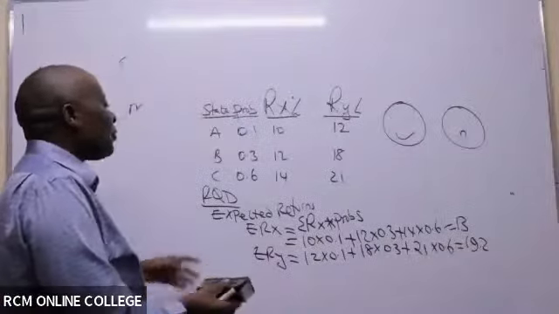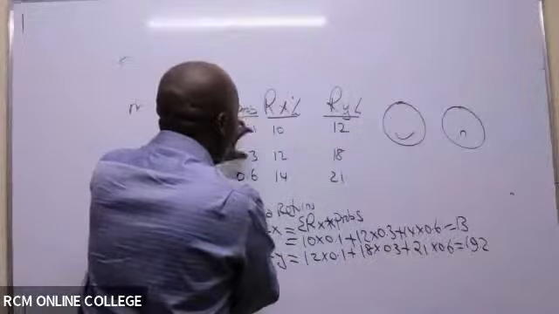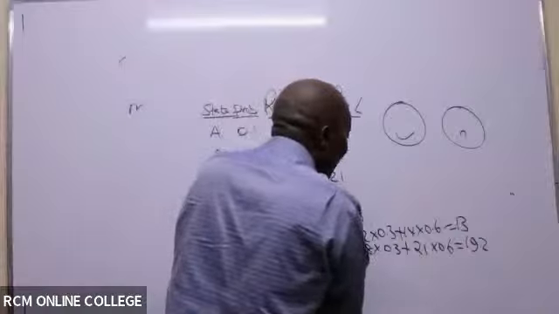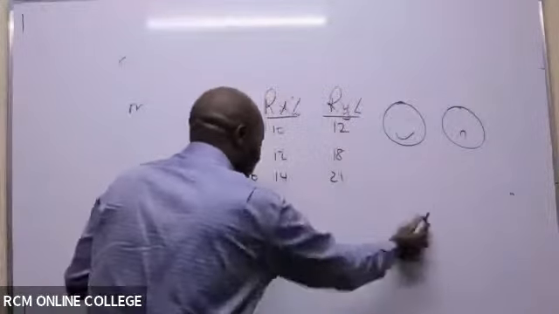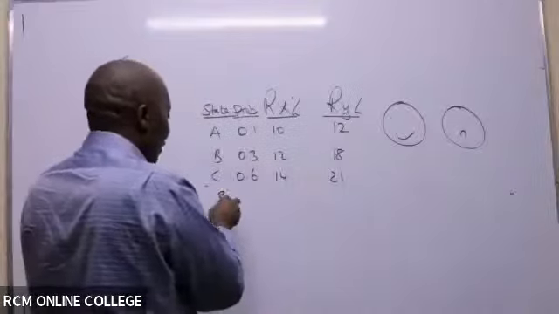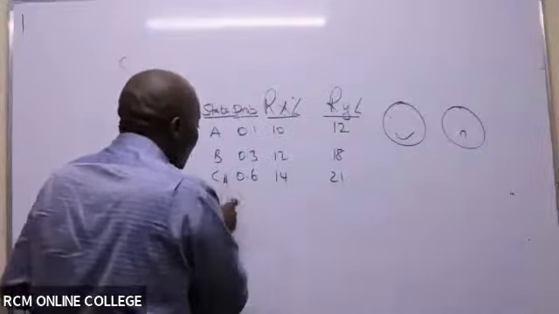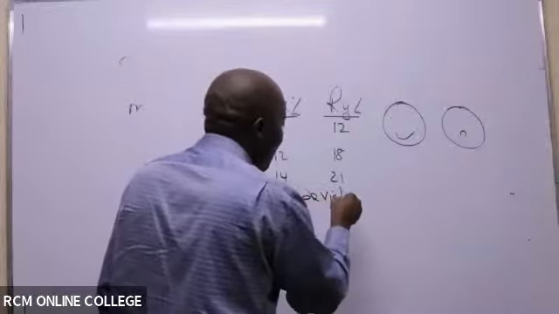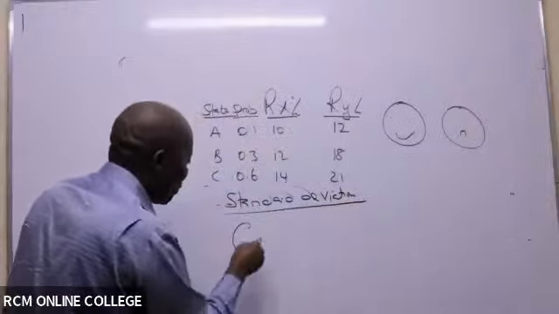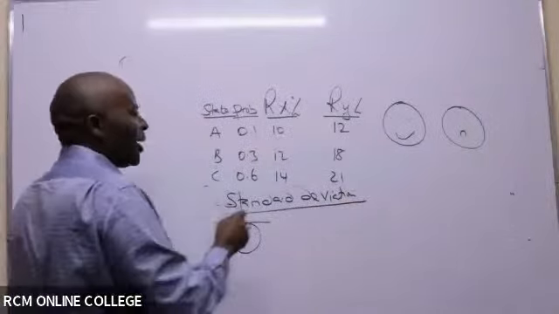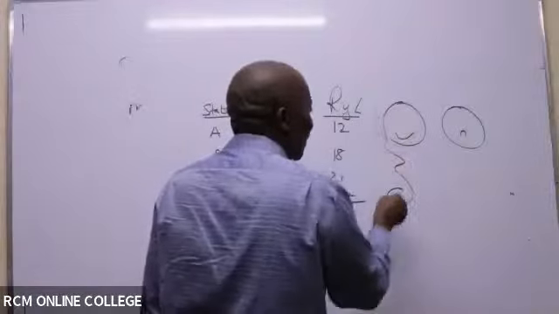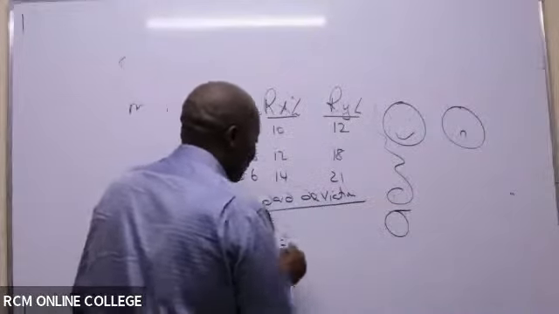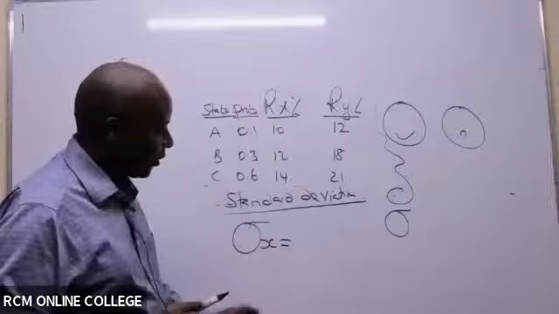Now, ladies and gentlemen, after you've gotten expected returns, before I look at one where you're not given probabilities, this examiner would want you to calculate standard deviation. How do we get the standard deviation? So for the securities, we shall write standard deviation. Unaandika 0 unavuta mkia. So standard deviation of x.